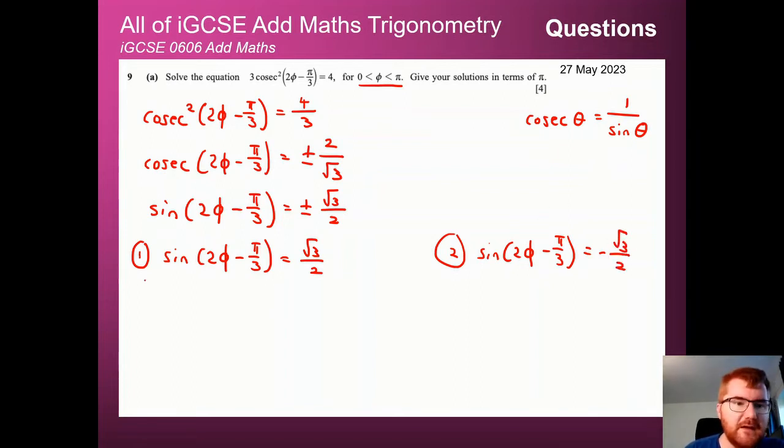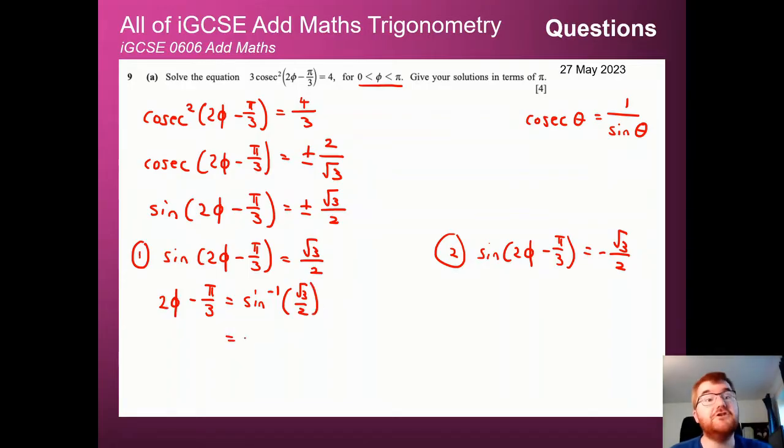Okay, so what we do here is we're going to work out the inverse sines. We want to cancel through that sine. So 2phi minus pi over 3 is equal to the inverse sine of root 3 over 2. Again, you really should know your exact values here. You can check this on a calculator, but at least one of the answers is going to equal 60 degrees or pi over 3 radians.